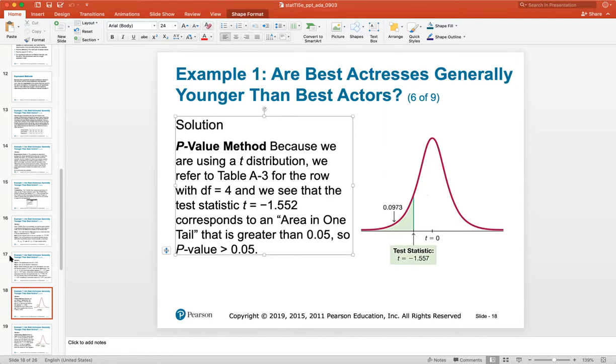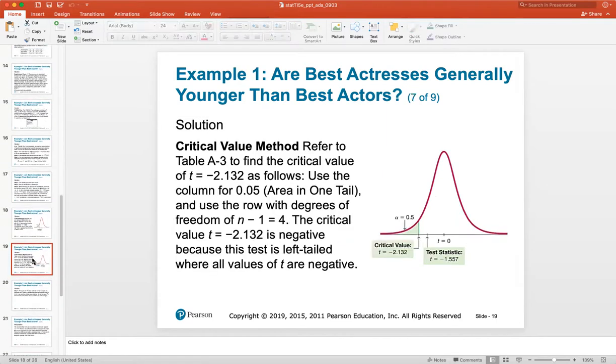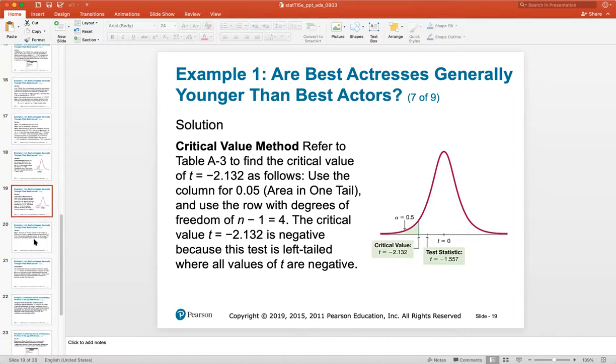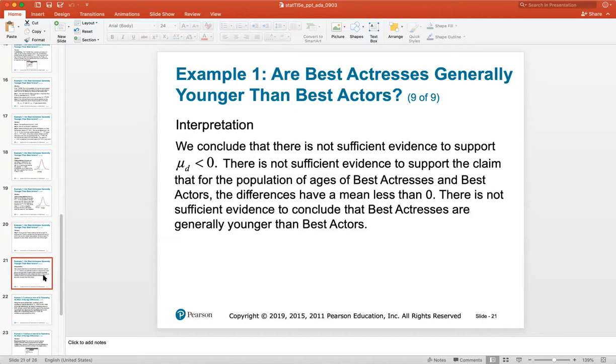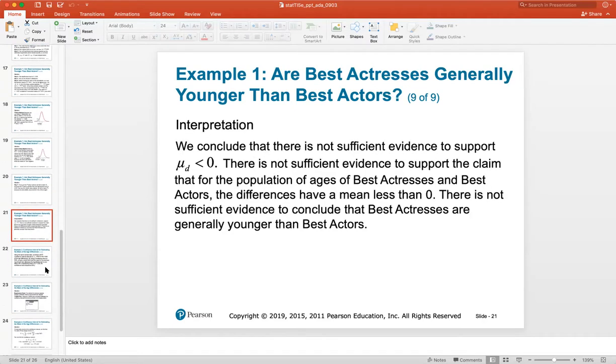Okay, so let me skip the critical value. I think that one makes you confused. Now if we use the p-value method, we fail to reject H0 because the p-value is greater than the significance level of 0.05. I told you this is the interpretation. So we failed to reject the null hypothesis, which means that there is not sufficient evidence to support the claim.